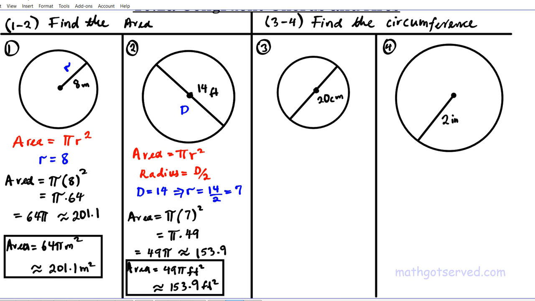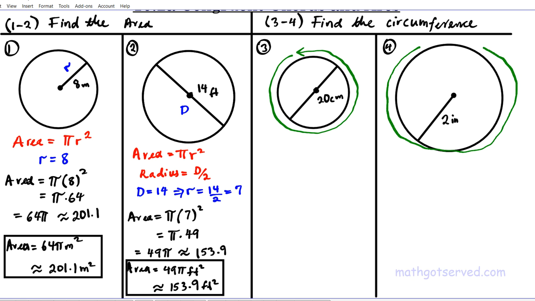Circumference basically represents the distance around. If you want to figure out the distance around a circular track, that will be the circumference. The region enclosed by the circular track is the area. So think about circumference as the distance around the circle, like a fence around a circle. That's what we're looking for in 3 and 4: the distance around. So it's going to be a length, a one-dimensional measure, unlike these that are 2D.